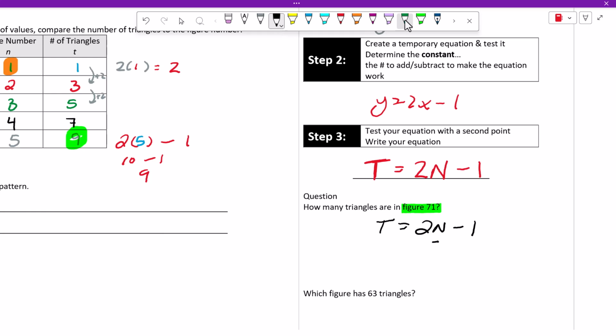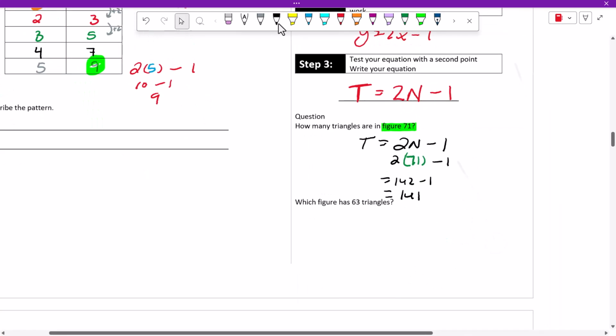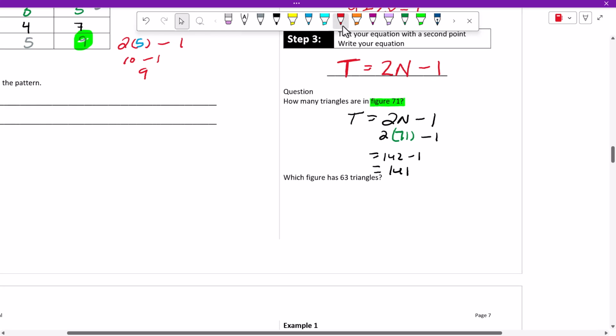So 71, oops, let's do it in green, goes here in brackets instead of n. Everything else stays the same. Right? 2 times 71, so double 71, that'd be 142. Minus 1, so we go 141. So we can say a little sentence. The 71st diagram will have 141 triangles. All right? All right. Let's do the next one again.